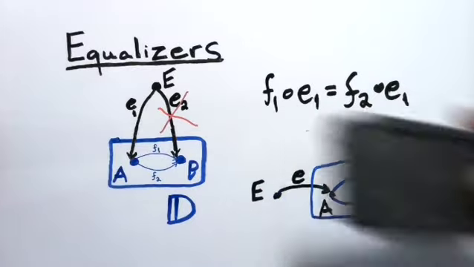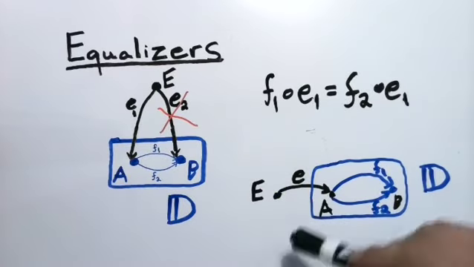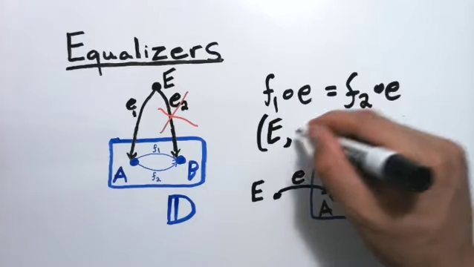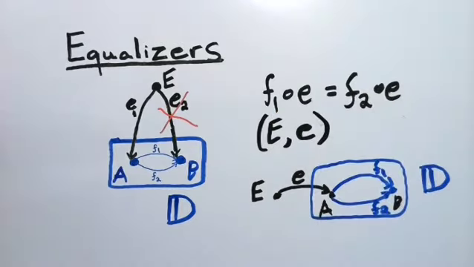Our cone can just consist of one morphism, in a sense, because the other morphism we get for free. Sorry, this should be just E now. It was E1 here, but since there's only one morphism, we can just call it E. So the pair, capital E and lowercase e, forms a cone over this diagram, because there's an implicit second leg that gets created thanks to the commutativity property that we need for a cone.